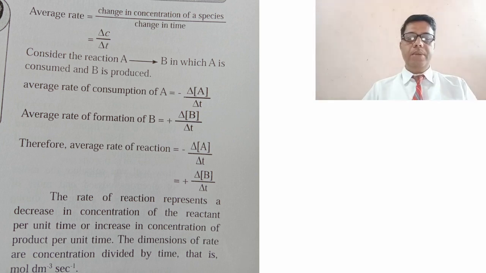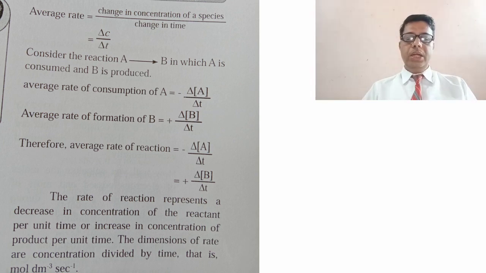Here the signs are important. While writing the average rate of consumption of A, a negative sign is given, and while writing the average rate of formation of B, a positive sign is given. So what is the meaning of these signs? We see after this. We have to calculate the average rate of reaction, which is equal to minus delta A upon delta T, equal to plus delta B upon delta T.